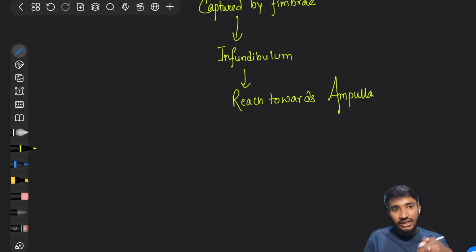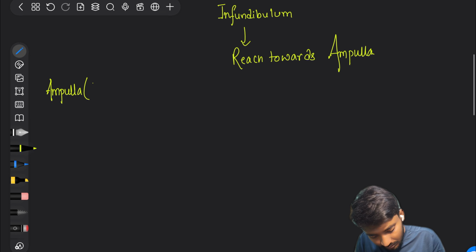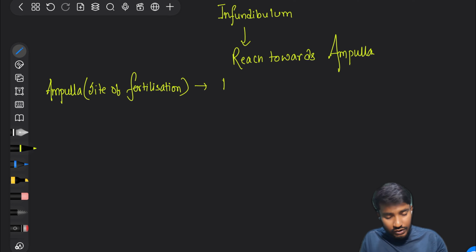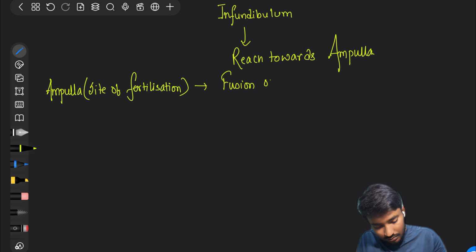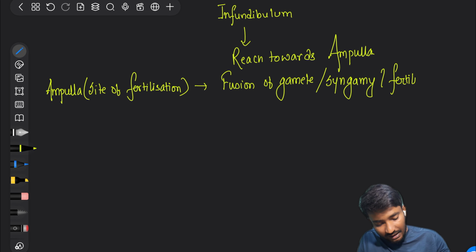Okay. Now what happens after reaching the ampulla? The ampulla is the site of fertilization. So fusion of the gametes, that is syngamy, fertilization, is a vital event of sexual reproduction.